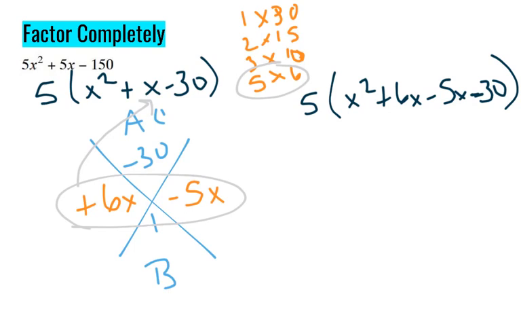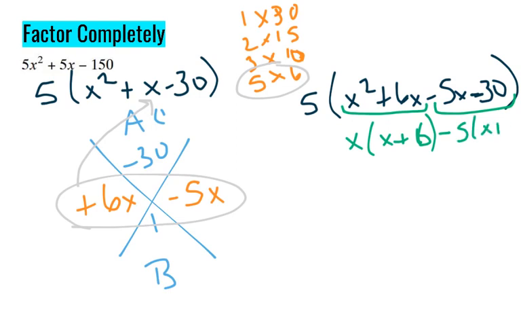Then just like before, we look at this part of the quadratic and split it to see if we can find those common factors. I'm going to look at these first two, and on those I factor out an x, leaving x plus 6. Then I look at these two terms and factor out a negative 5, and I'm left with x plus 6. Hopefully I have a common factor that I can factor out, and I do, which is my x plus 6.